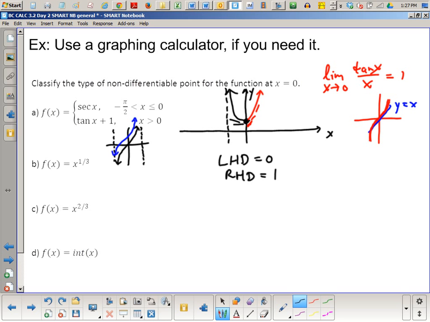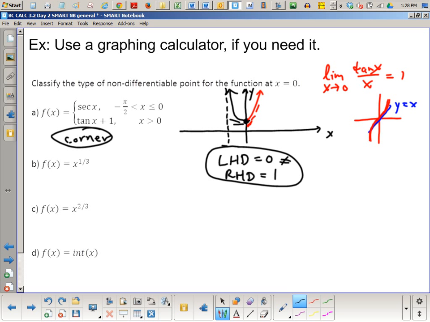So you tell me, is it a corner, or is it a cusp, or is it a point of discontinuity, or is it a vertical tangent? It's a corner. So whenever LHD and RHD come out to numbers, okay, and they're different numbers, we have a corner. All right, so this one's a corner. Your justification's over here. LHD is not equal to RHD.